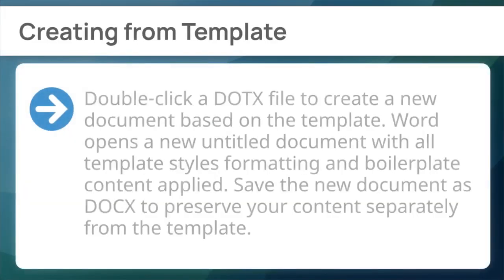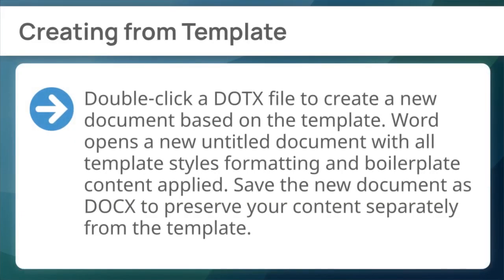First, creating from template. Double-click a DOTX file to create a new document based on the template. Word opens a new untitled document with all template styles, formatting, and boilerplate content applied. Save the new document as DOCX to preserve your content separately from the template.